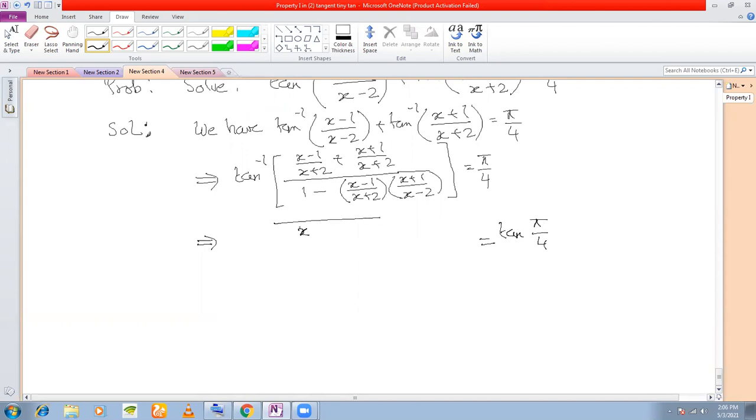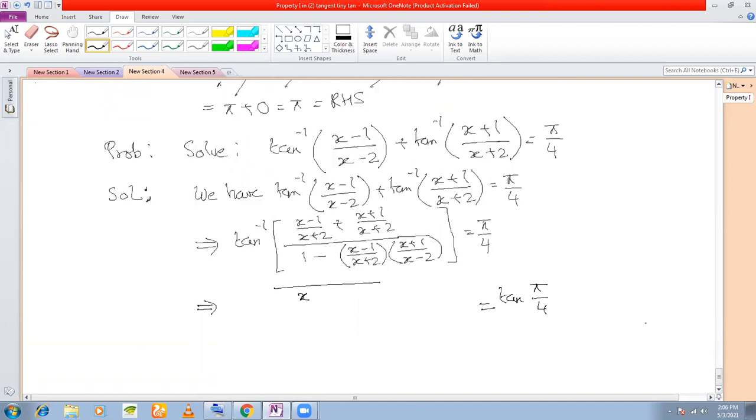Let me check if I've copied the question correctly. Tan inverse (x minus 1)/(x minus 2) plus tan inverse (x plus 1)/(x plus 2)... yes, this is x minus 2. So now if you take the LCM, this will be (x plus 1) into (x plus 2) into (x minus 2).